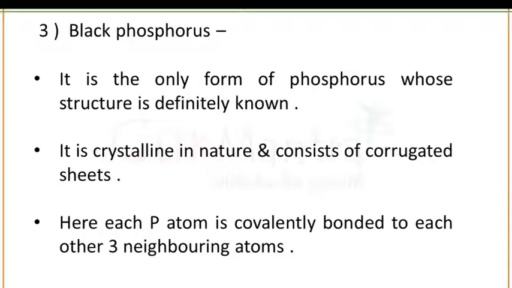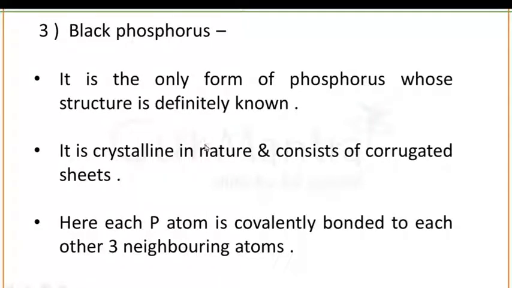So black phosphorus is the only form of phosphorus whose structure is definitely known. You have to remember this point. It is crystalline in nature and consists of corrugated sheets. Black phosphorus is the thermodynamically stable form of phosphorus at room temperature and pressure, with a heat of formation of minus 39.3 kilojoule per mole.